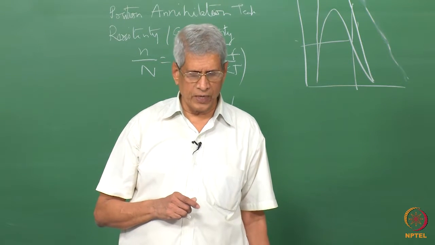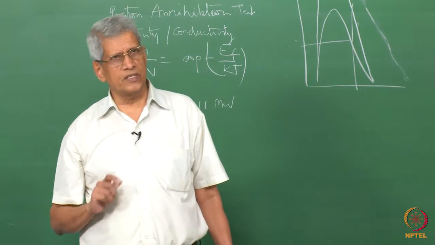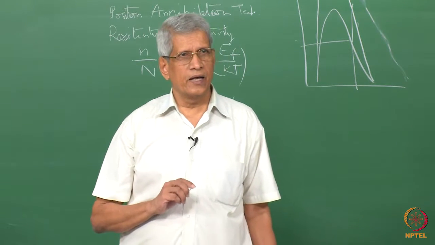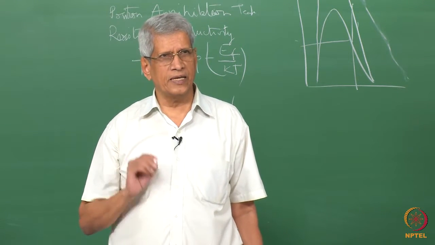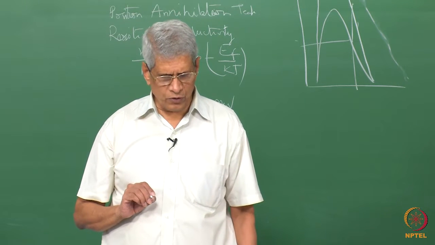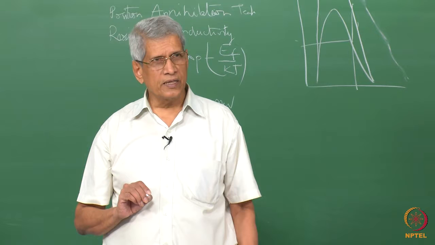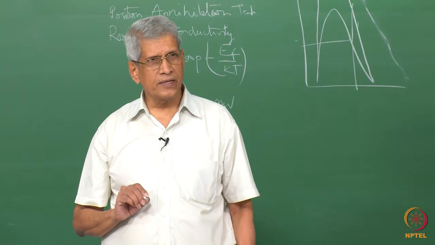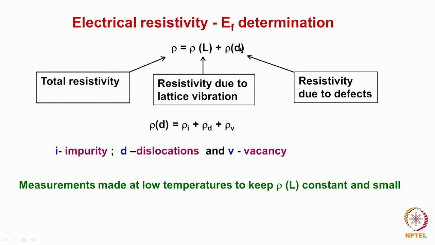We know that resistance, if you measure the resistance of a material at any particular temperature, is a function of two terms. One, the lattice resistance, plus the contribution to resistance which is coming from the defects which are present in the material. But the defects could be impurities, dislocations, various types of things like grain boundaries, all these things could be there, plus vacancies could be there, correct? So, all of them will contribute to resistivity.